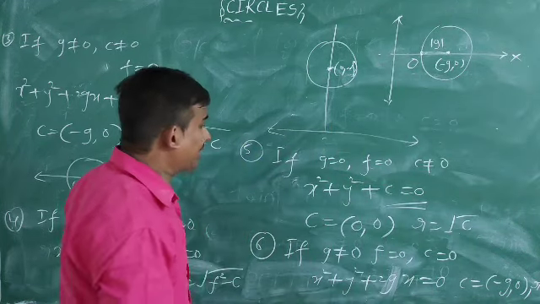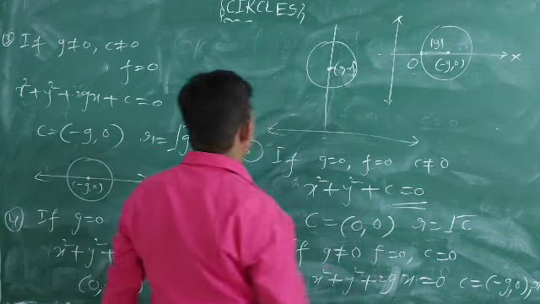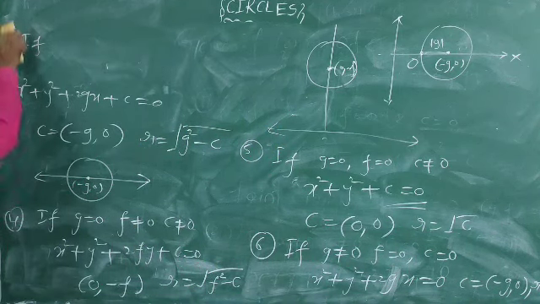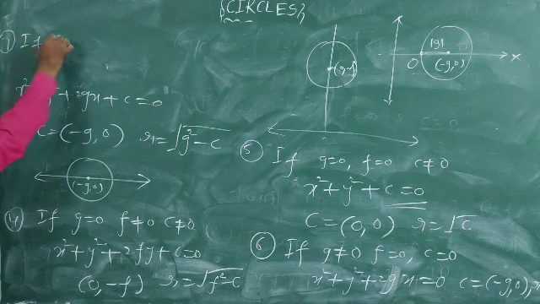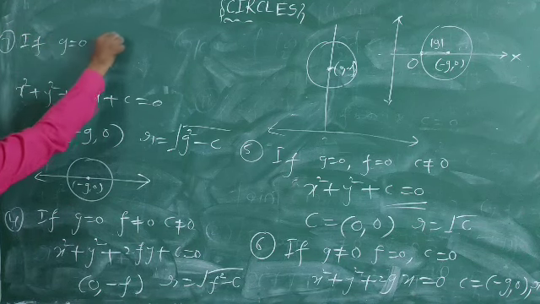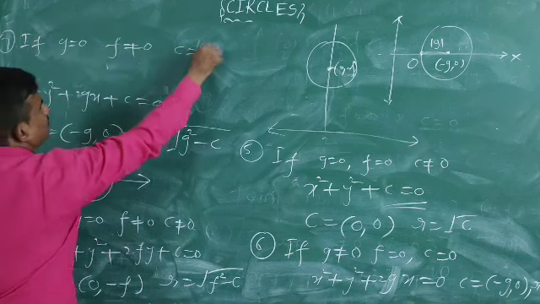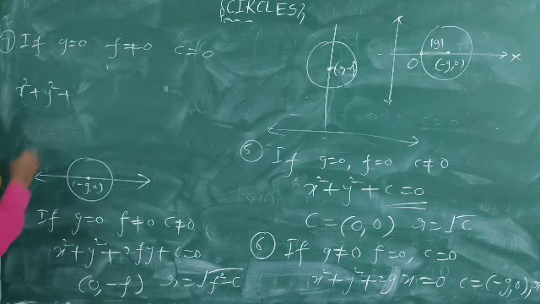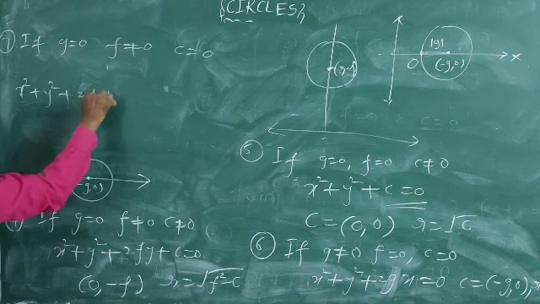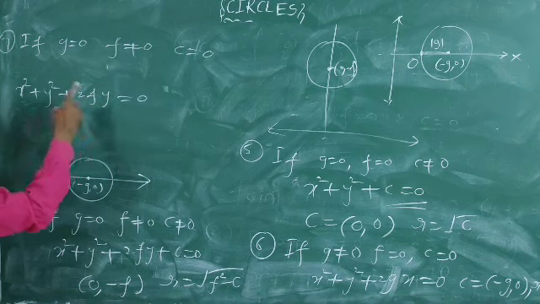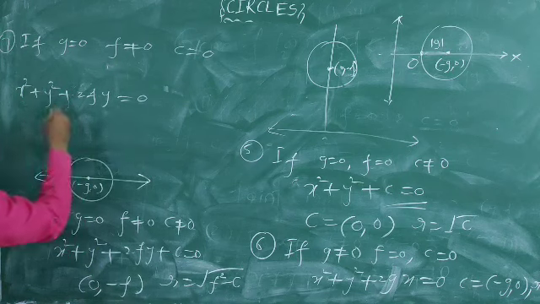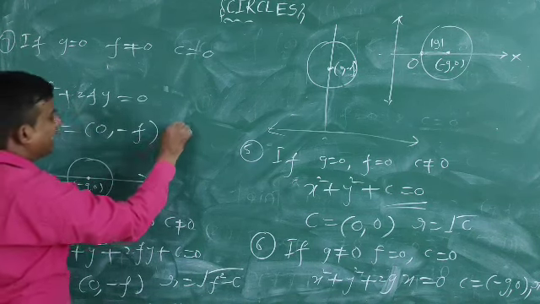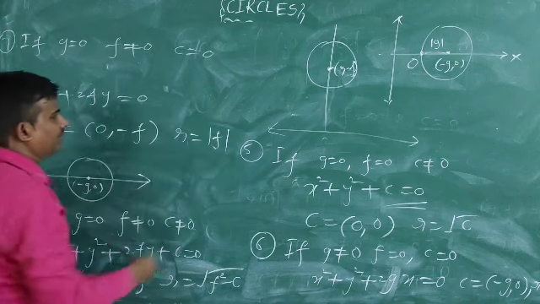Okay. The seventh point: what happens when g equals 0, f is not equal to 0, and c equals 0? Again we get the same situation as the previous one: x square plus y square plus 2fy equal to 0. There is no constant, so it must pass through the origin, and its center will be (0, -f). It's very clear, and the radius will be equal to modulus of f.